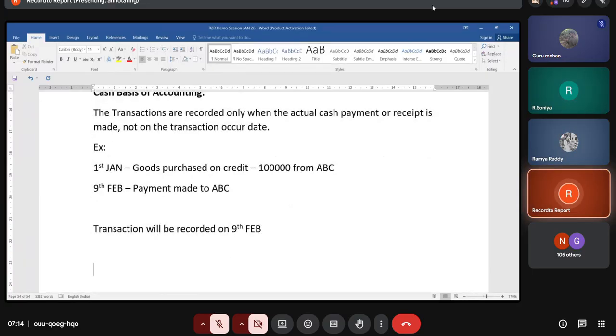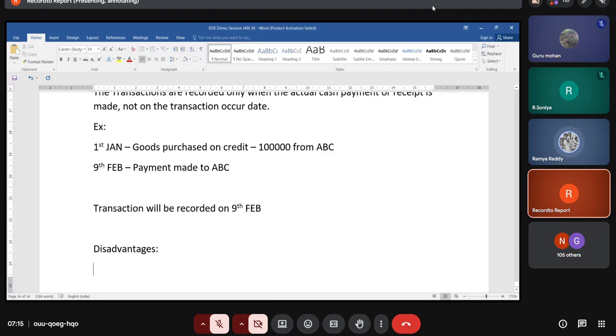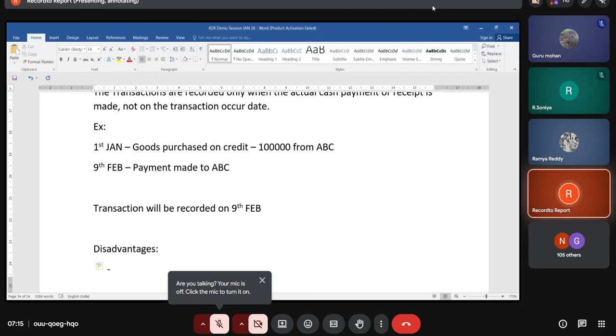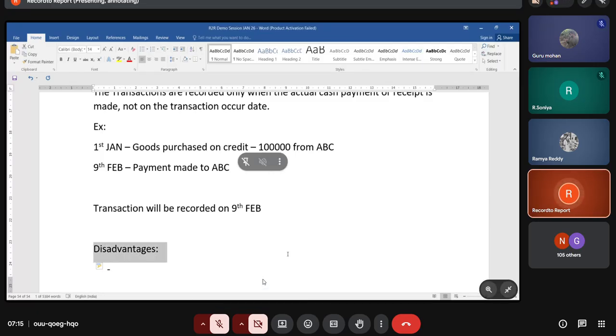If you follow this method of accounting, which nowadays no company follows, what are the disadvantages? Missing of transactions. In a day, multiple transactions are happening on a credit basis, around 100 to 150 transactions. Is it possible to remember when the payment is going to be made, or, when we make a credit sale to a customer, to keep it tracked? No. So the major disadvantage is missing of transactions.